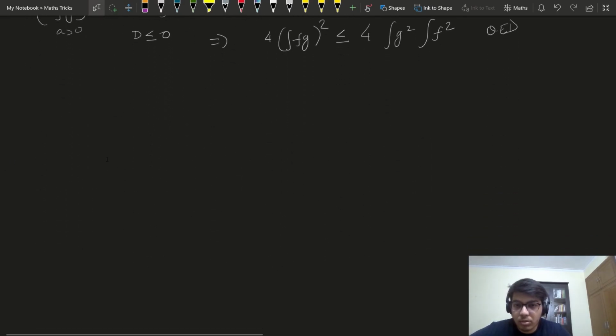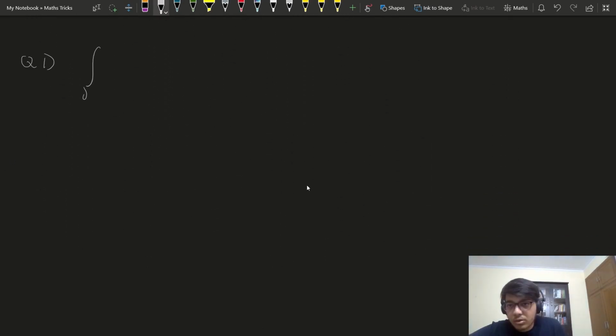Now let's see some problems. Integral 0 to 1 of root of 1 plus x cube plus x4 dx. Prove that this is less than root 15 by 8.